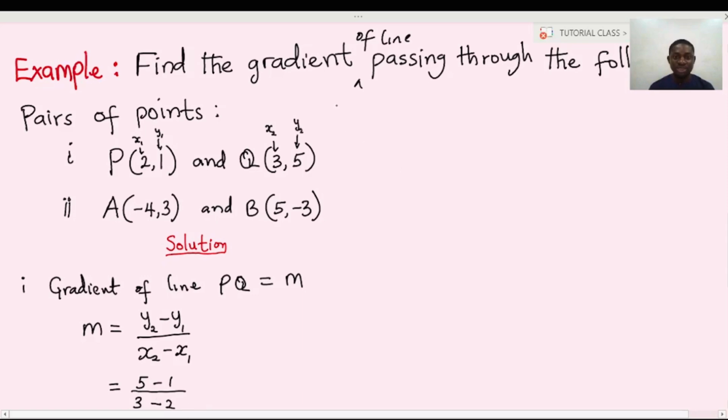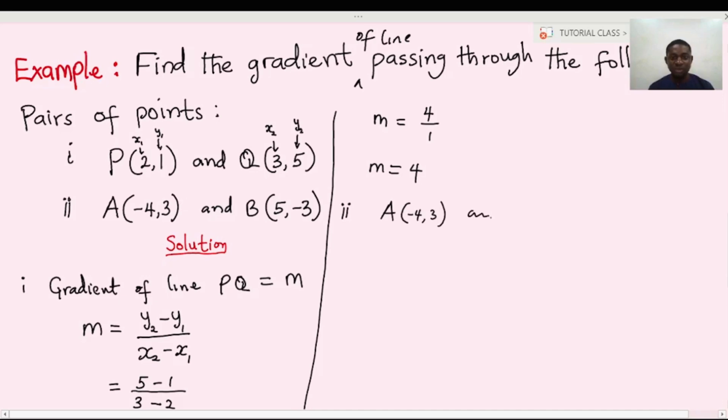So upon doing that, we can say that the gradient m is equals to, find the difference here, which is 4 divided by 1. So m is equals to 4. Hence, the gradient of the line PQ is 4. The gradient of the line PQ is 4. The question 2, remember that A is minus 4 and 3, and we have B to be 5 and minus 3.